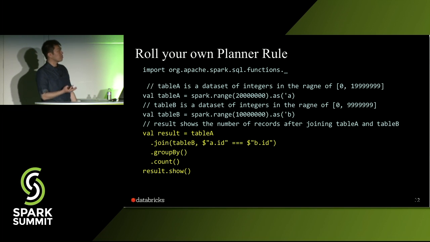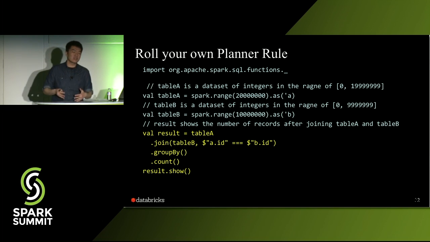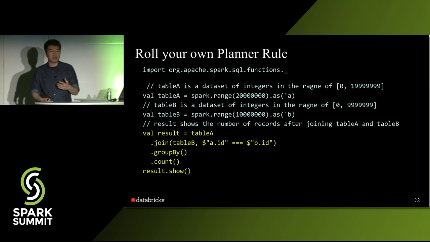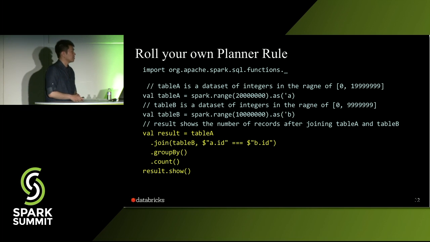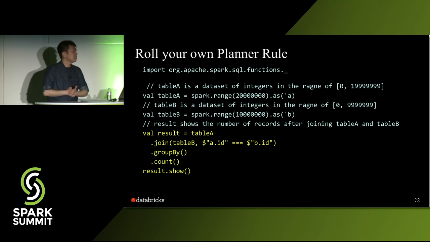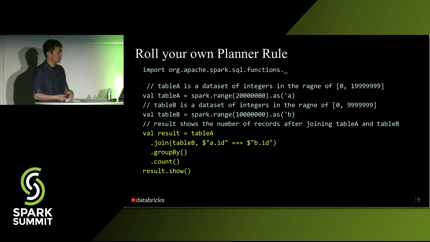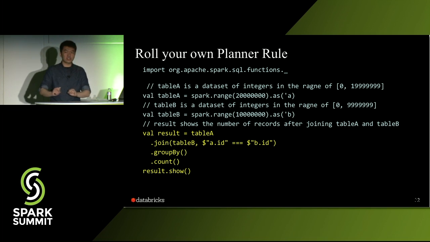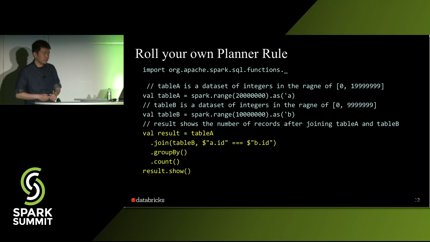What we want to do is quite simple. We want to join these two data sets, and then calculate the number of join output. You can see the query is quite simple. We have table A joining table B on their common column, which is called ID. After that, we do a group by, and we calculate the count for the entire result data set of the join. And finally, in Spark, we call result.show to trigger the execution.